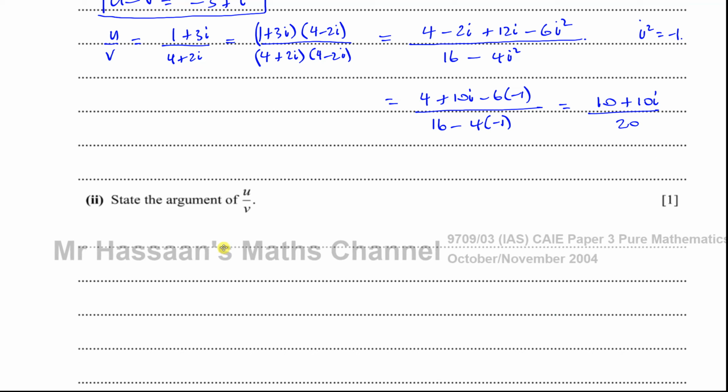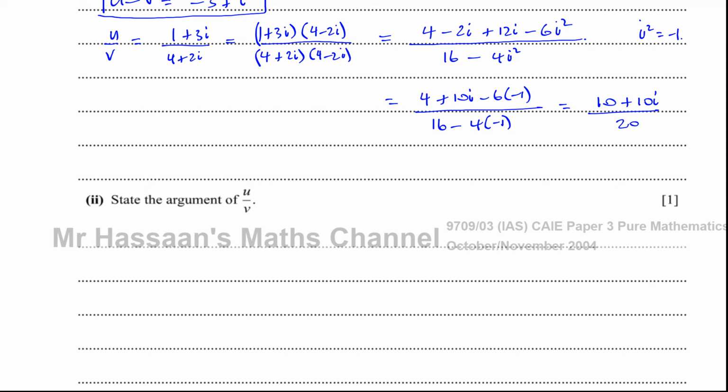So we realize we have a common factor here of 10 in both the numerator and denominator. You take the 10 out, you have 1 plus i over 20 here, they cancel out, and you're left with a half plus a half i. So we can say that u over v is equal to a half plus a half i.